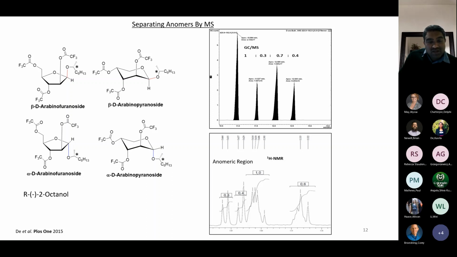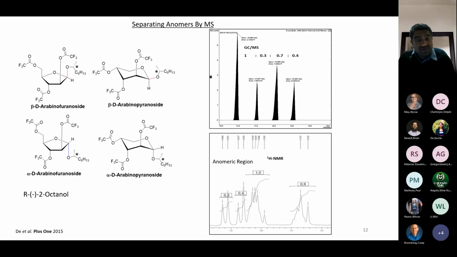And NMR shows that 2 are beta. You see, this is beta, and this is alpha, this is alpha. And the ratio of the peaks is almost similar to what we obtain in GCMS. So we could detect alpha and beta by mass spec with little help from NMR and chiral glycosylation.